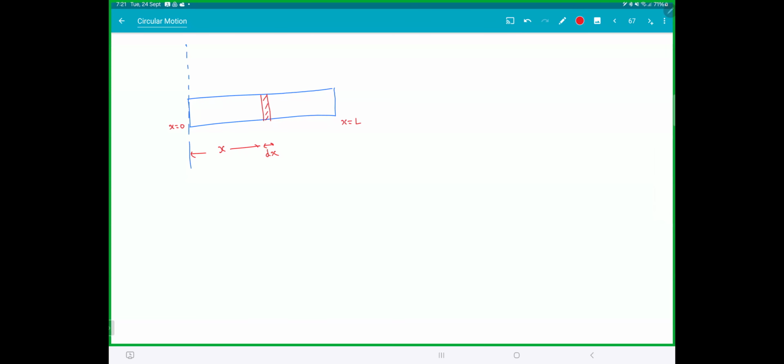Where do you guys think the tension is maximum? x is equal to 0 or x is equal to L? Okay, let me ask you in another way. Now, if you look at each piece here, each piece's centrifugal force is outward.